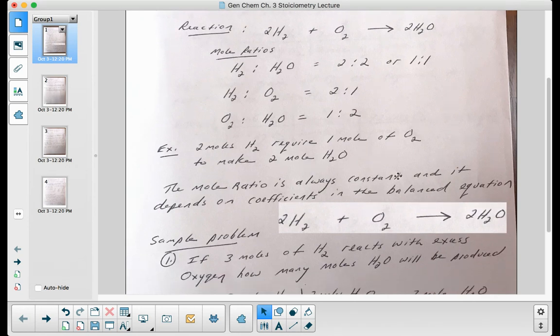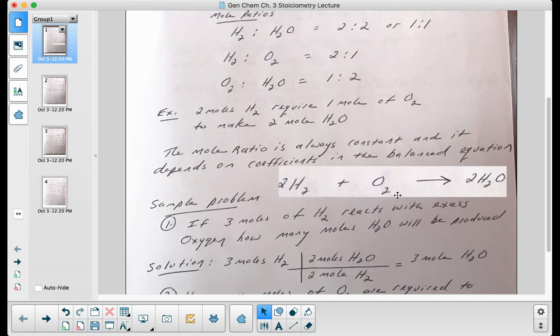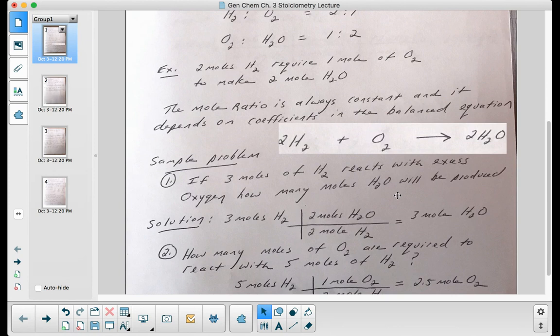So the mole ratio is always constant, and it depends on the coefficients in the balanced equation. So given this reaction from above, it's a pretty simple one. I figured it'd be best to start out with a simple one. If 3 moles of H2 reacts with excess oxygen, and I always say excess guarantees an easy problem in stoichiometry if one of your reagents is in excess, and I'll explain that in the next segment. So if 3 moles of hydrogen reacts with excess oxygen, how many moles of H2O will be produced?